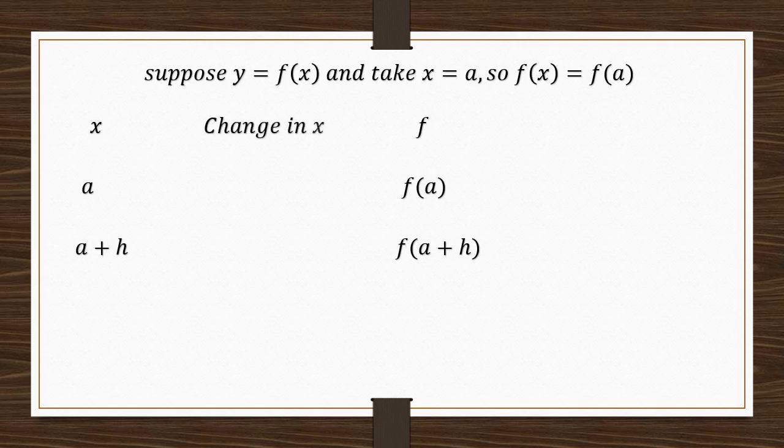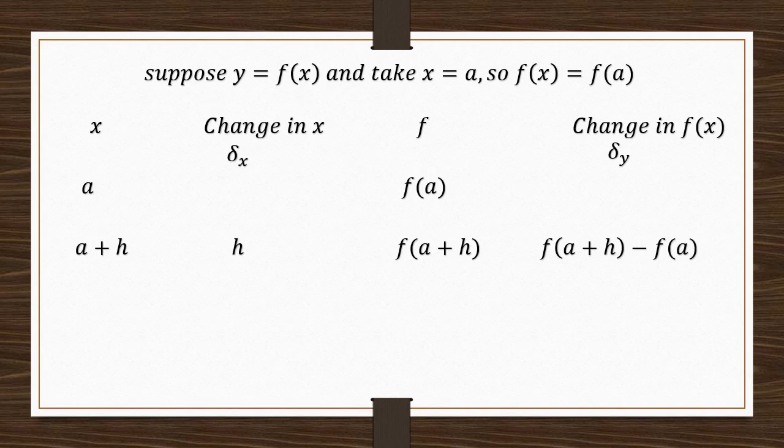So what we do next is the change in x, that is delta x, and the change in f(x), that is delta y. The change in x from a to a + h, the difference between those two, is just h. So delta x will be replaced with h here. To find the difference in the value of the function, we need to take the difference of the two functions found. So delta y here will be f(a + h) minus f(a).